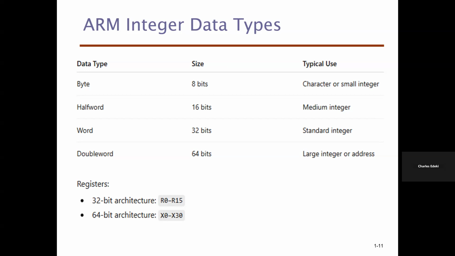So 32-bit will be a regular integer, like in Java or C. That's 4 bytes, I think. 4 times 8, 32, yeah. Then double word will be like long, which will be 8 bytes. Yeah, 8 bytes. 8 times 8, 64-bit.